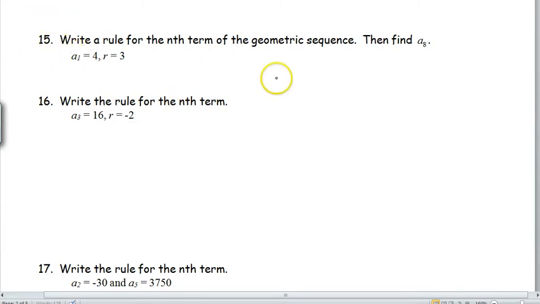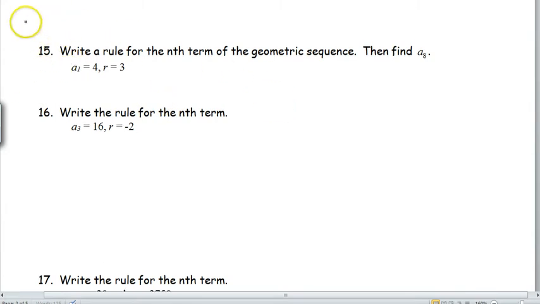Number 15. Who can tell me that main formula that we use over and over again when we're finding the rule for a geometric sequence? A sub n. All right, so the first thing is you have to know the rule. You have to know the model. That one is the one that gets used over and over again. So number 15 becomes obvious. Can you just tell me the answer?